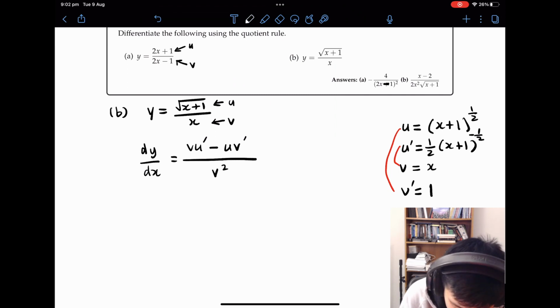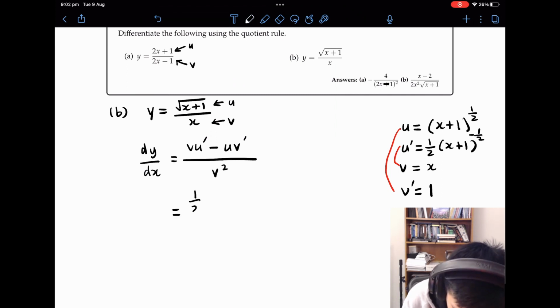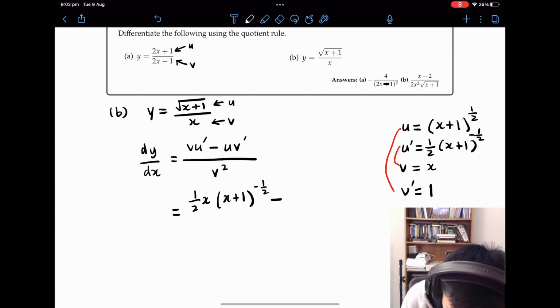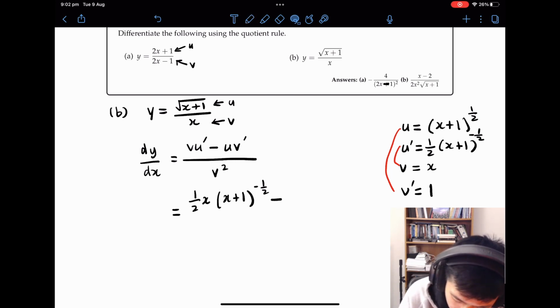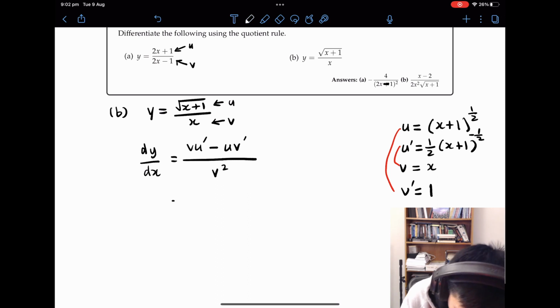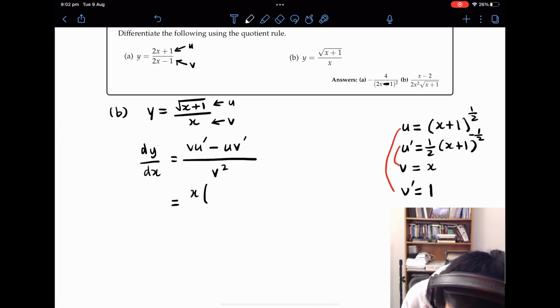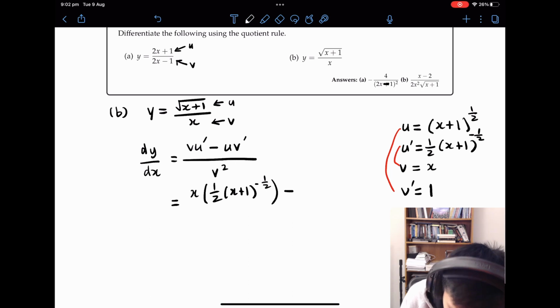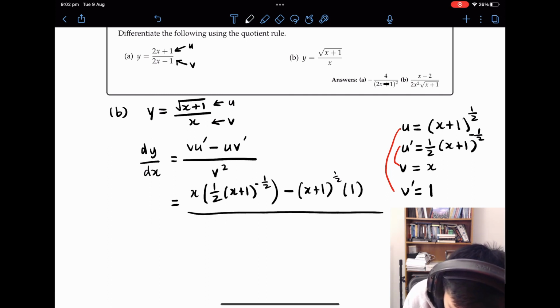So let's do that. We will get a half x... oh sorry, I should show my working, so let's actually do that first. So we've got v, which is x, times u dash, which is half (x + 1) to the power of negative half, minus u, which is (x + 1) to the power of half, times v dash, which is just 1, divided by v squared, which is x squared.